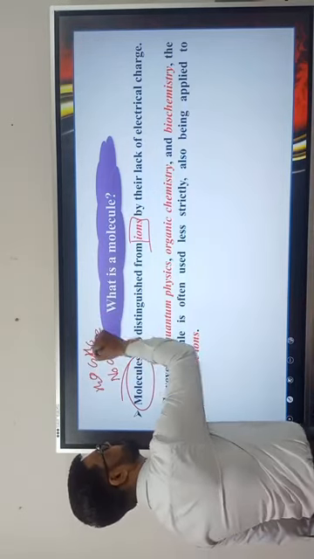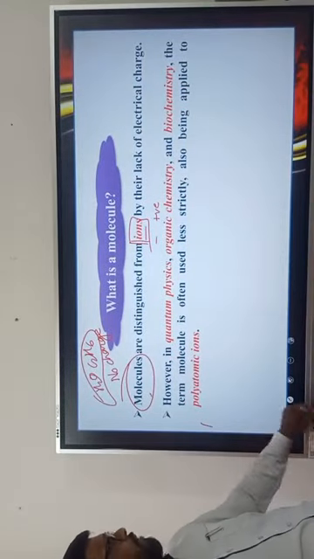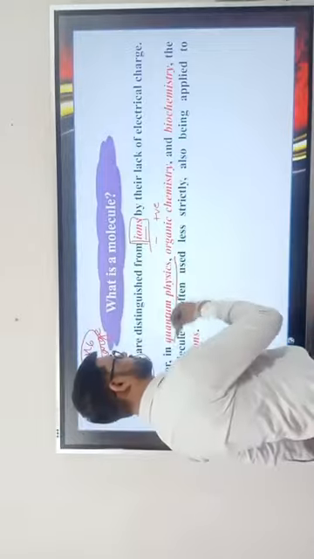That means they have either 2 or 8 electrons in their outermost shell with no excess electrons, whereas ions have either a negative charge or a positive charge. And this is how molecules differ from ions.